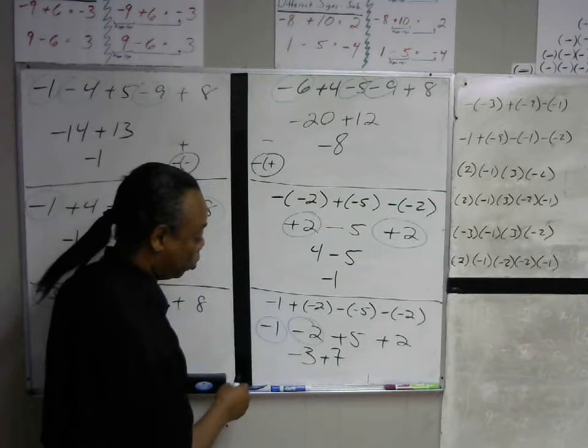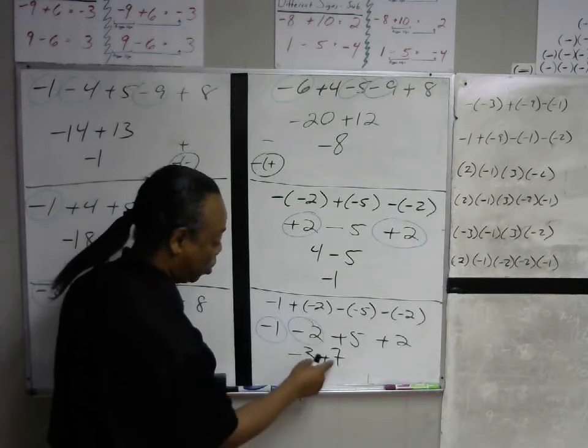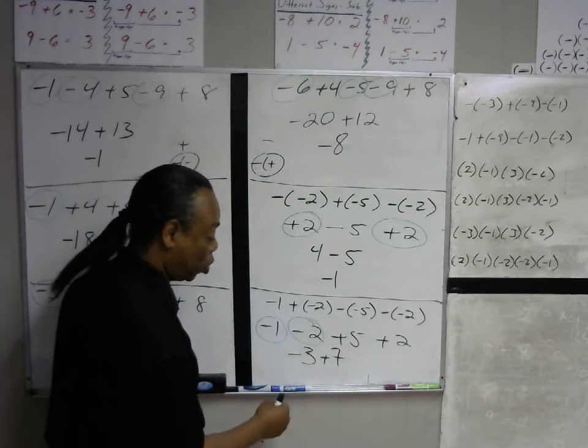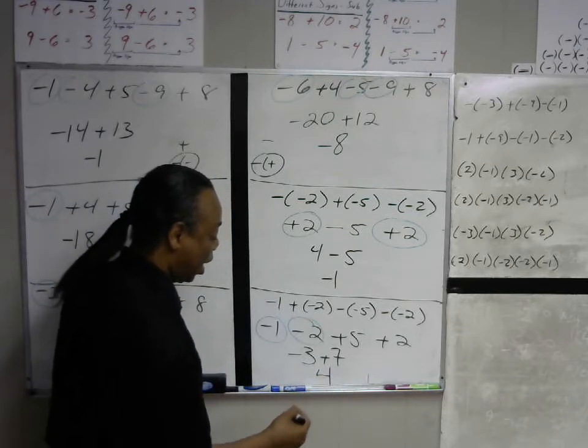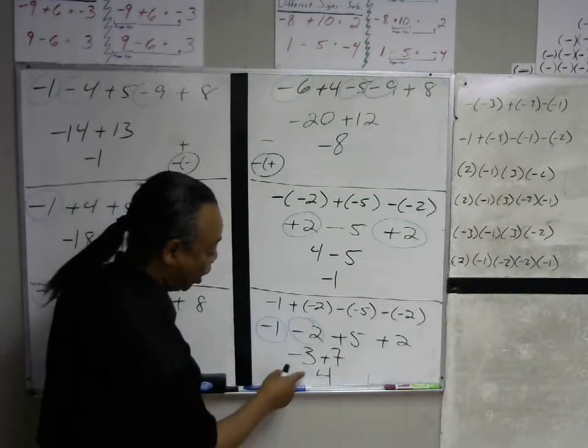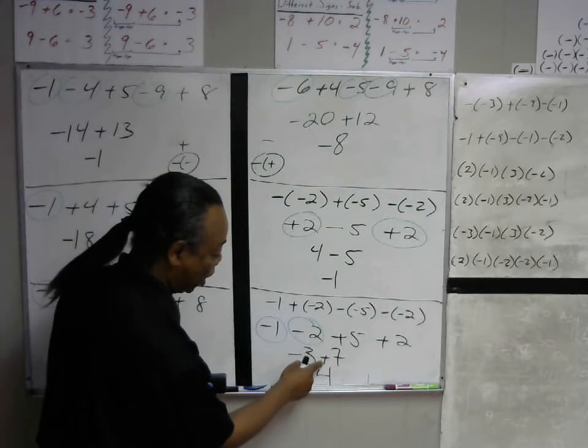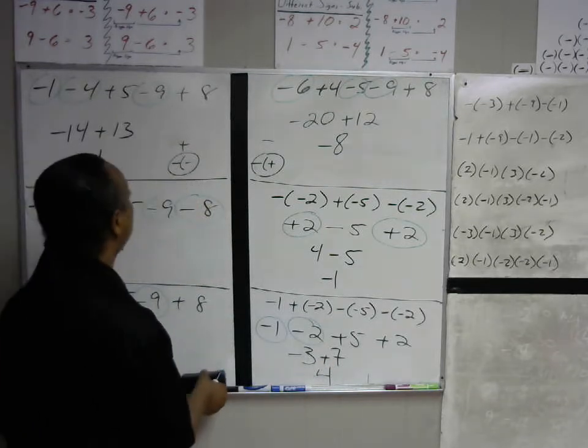Now, with these two, these are different signs, a -3 and a +7. So different signs subtract. So 7 take away 3 is 4. And the bigger sign wins. So 7 is bigger, its sign is positive, so it'll be a +4.